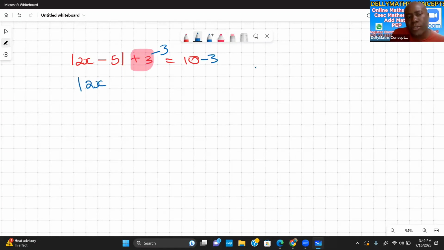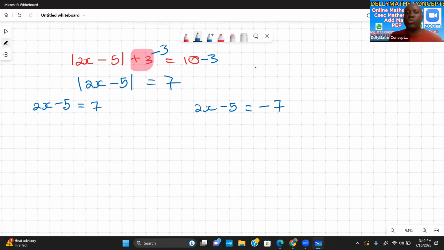So the absolute value of 2x minus 5 is now equal to 7. At this time, I'm now going to look at my cases. There are two cases. One, we could say 2x minus 5 is equal to 7. Also, 2x minus 5 is equal to negative 7. So those are our two cases, because remember, the distance from 0 is 7. So we could get to the right, to the left.